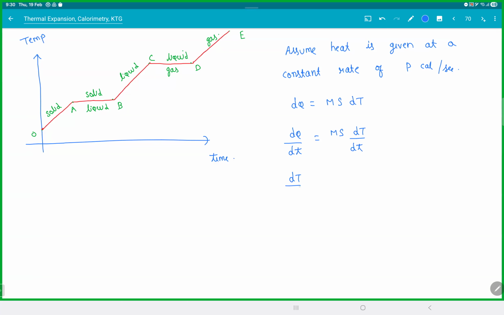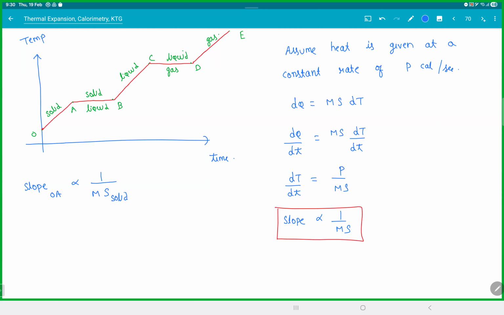So dT by dt, rate of change of temperature, is P by ms. Remember, this is your slope. Slope is proportional to 1 by ms. Quite an important thing. That means in this graph, if you look at the line OA, the slope of the line OA is proportional to 1 by mass of the body and specific heat of the solid. Understand the meaning of this.